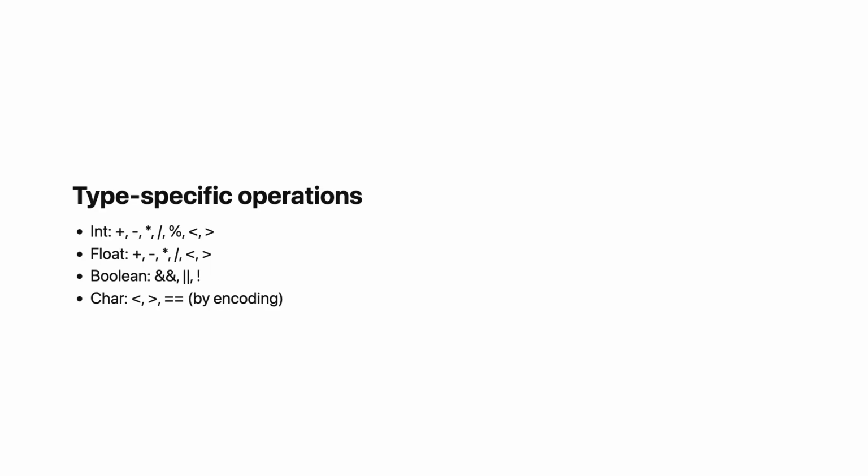Why does this matter? Because choosing the wrong size can cause bugs. If you use an 8-bit integer for a count that might exceed 100, you will get overflow. If you use single precision floating point for financial calculations, you might lose precision. Choosing the right size is part of designing correct programs. Not too small or you risk overflow. Not unnecessarily large or you waste memory.